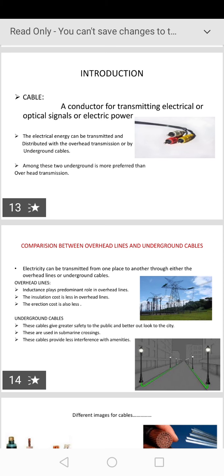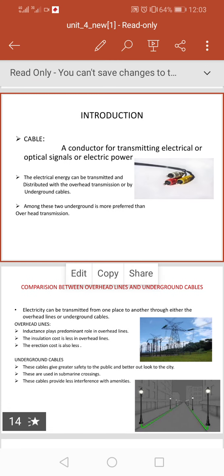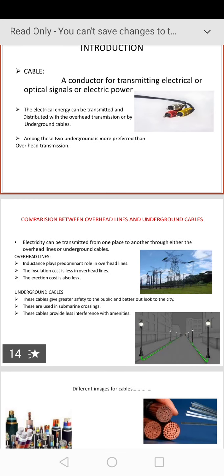Introduction. Cable. A conductor for transmitting electrical or optical signals or electrical power. Electrical energy can be transmitted and distributed by overhead transmission or by underground cables. Among these two, underground is more preferred than overhead transmission.